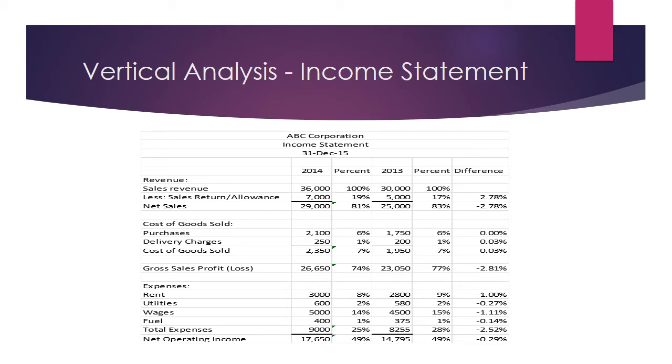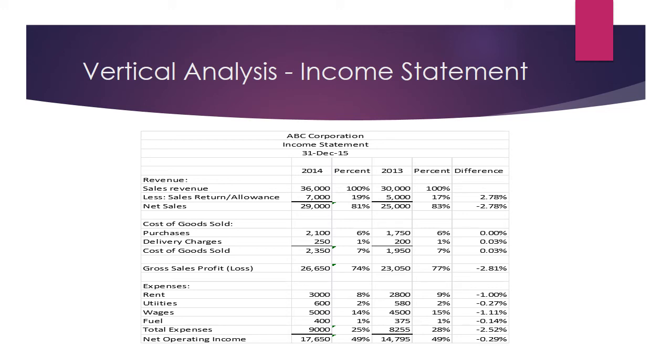So let's go across the titles up there at the top. We have the year 2014, then percent, 2013, percent, and then a difference. Our sales revenue is $36,000 in 2014, and that's 100%. Now this is vertical. We're not going cross to cross initially. We're just looking at this year.